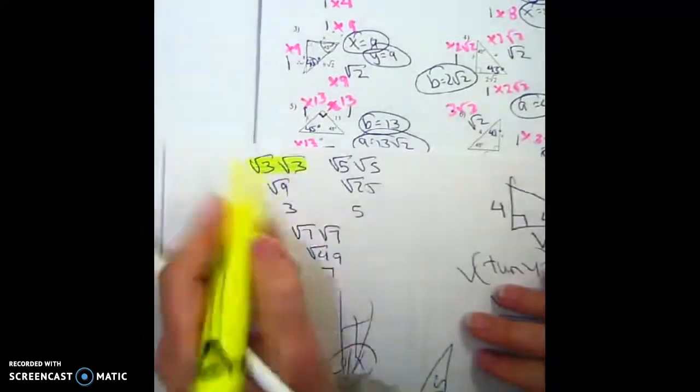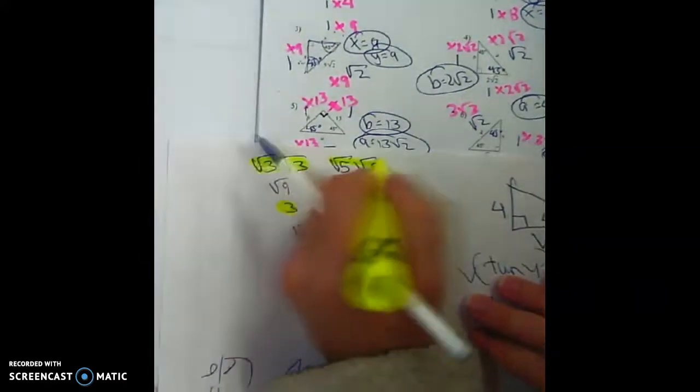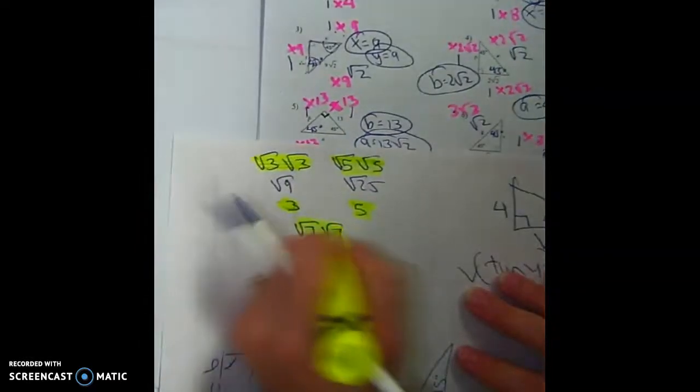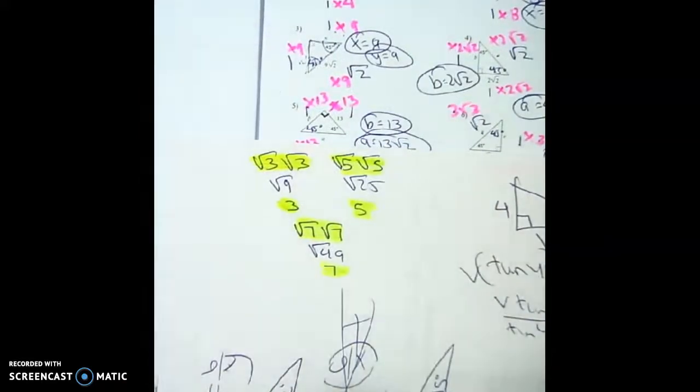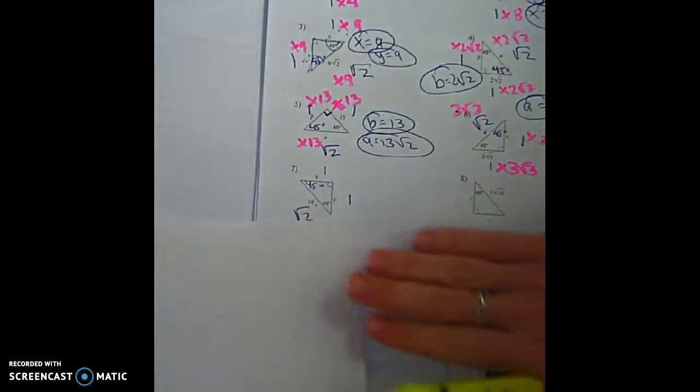If you multiply a square root by itself, you get that number. So, what do I mean by that? And don't worry, we'll do this one again.